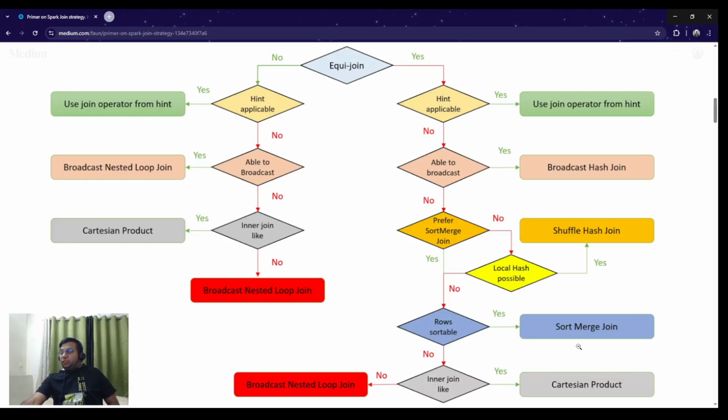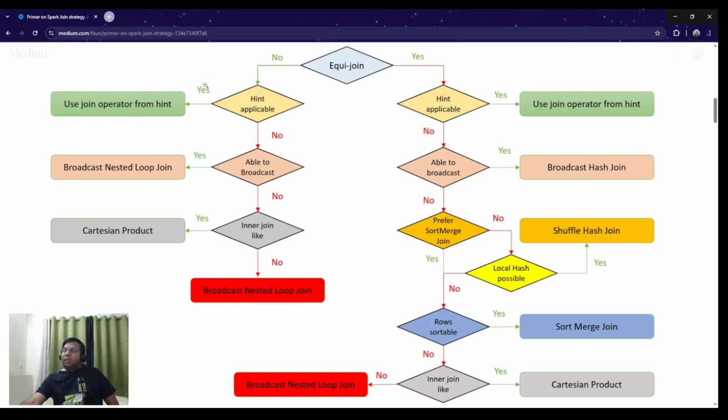And in the sort merge join, it will shuffle the data first, and then do a sorting, and then do the join part. Then if none of these conditions are satisfied, it will go to either a Cartesian product or a broadcast nested loop join. So this is one part.